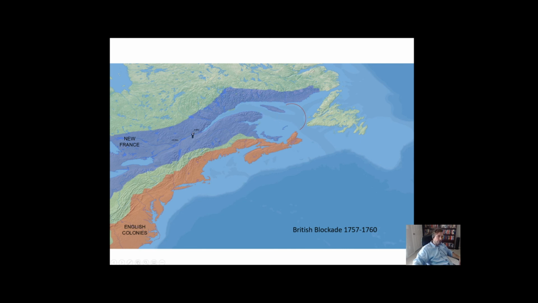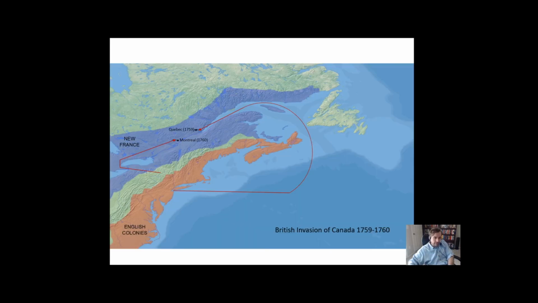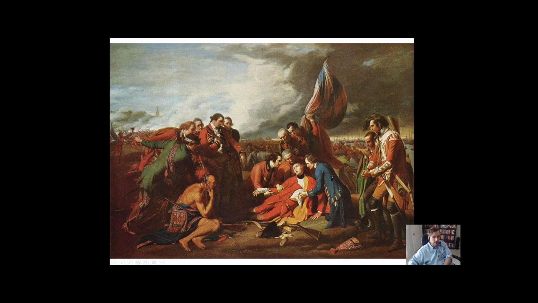So British ships will start blockading, and this is going to allow for this invasion of Canada in 1759, 1760. The British will end up taking Quebec and Montreal. And by 1760, the war in North America is essentially over. Now, the British aren't going to invade Louisiana or anything like that, but they take the main population centers of New France or Canada from the French. Now, again, the war is going to continue for another 3 years.